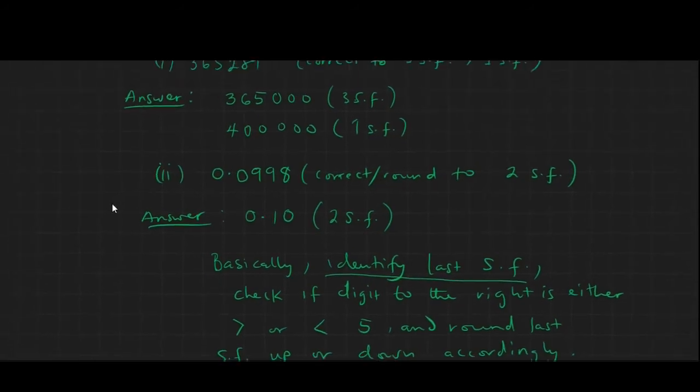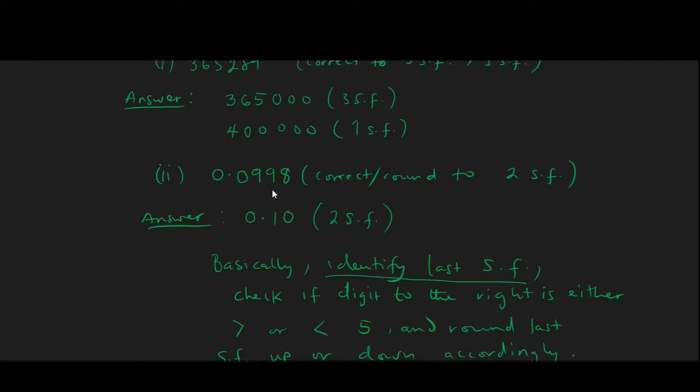In this second example, the figure is 0.0998, and we are to correct or round to 2 significant figures. Now, the first significant figure or the highest place value number is 9, the first non-zero number counting from the left. So we'll count 1, 2. So this is the second significant figure. Now, looking to the right of that number is another figure which is greater than 5, which means we will have to add 1 to this number.